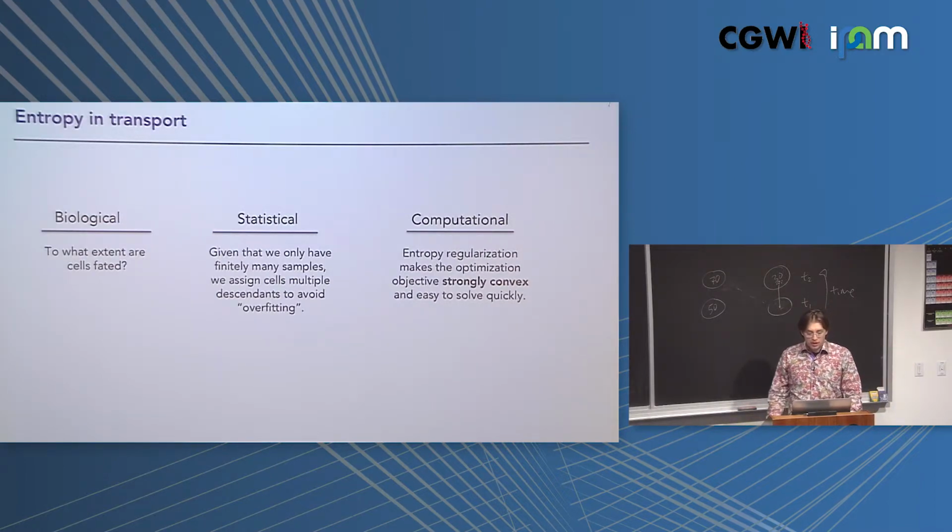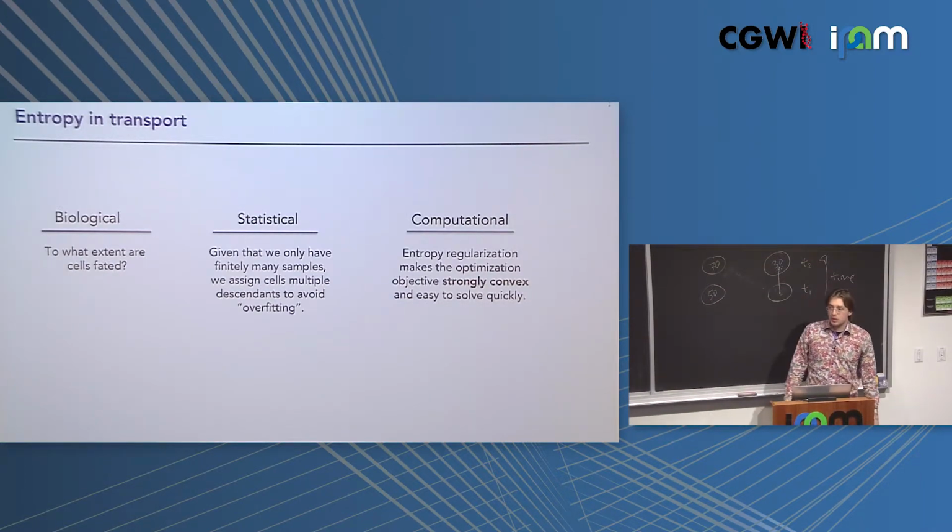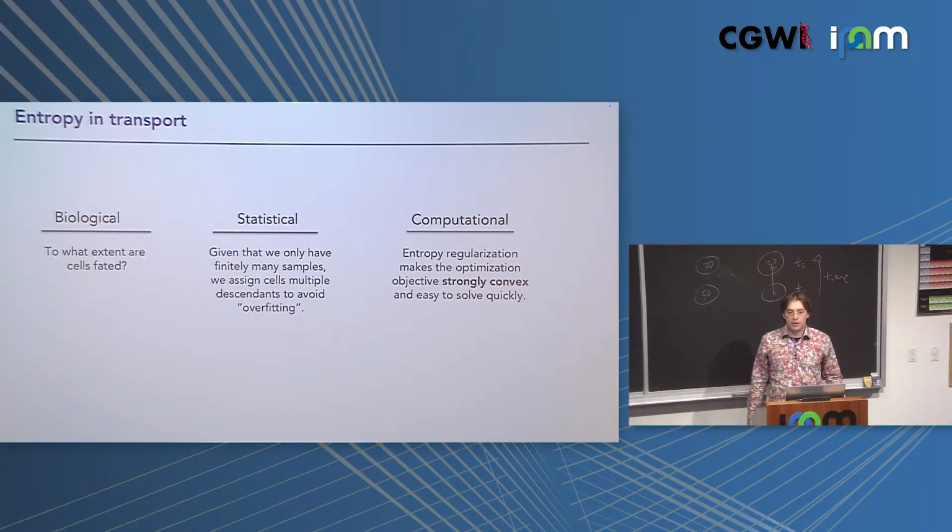To avoid saying we're 100% confident it goes to this position. The third reason that we might include entropy in transport is purely computational, just because it makes the objective function strongly convex and we can solve it way, way faster. Okay?